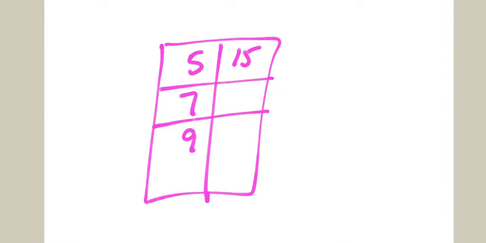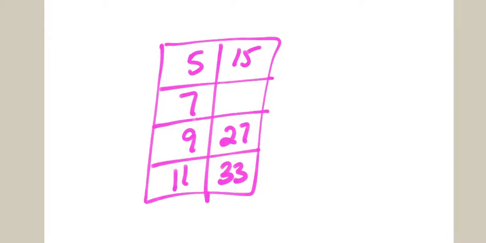So, for example, if I have this chart, such as this, and I have 5, and I have 15, 7, and let's say I have a blank beside it, 9 and 27, and then let's say 11 and 33. You can either find the unit rate, which means what is the rate of 1, or you can see what is the pattern that's going on. You can also look at it as a fraction if you want to.